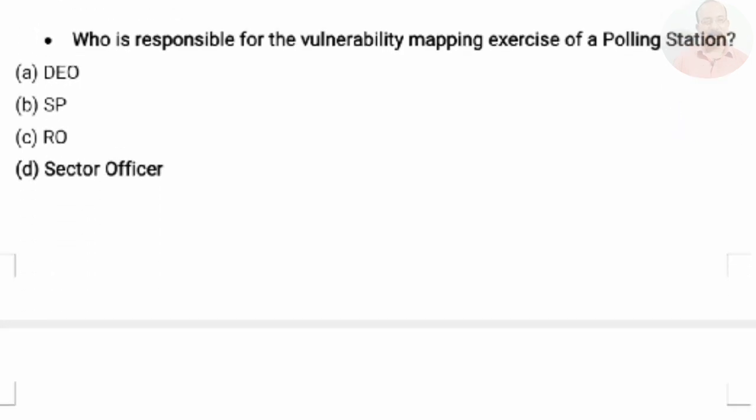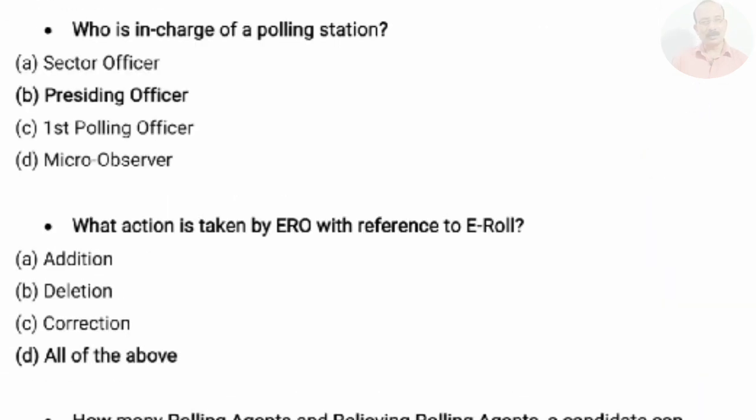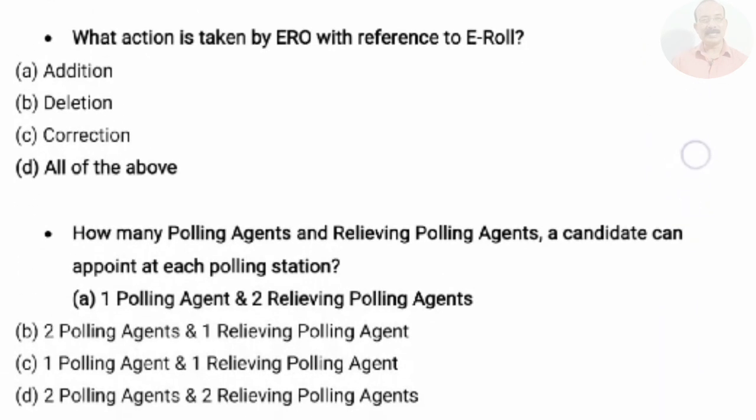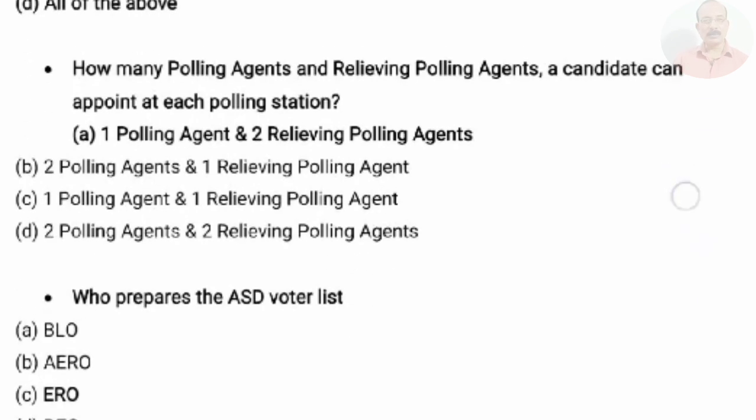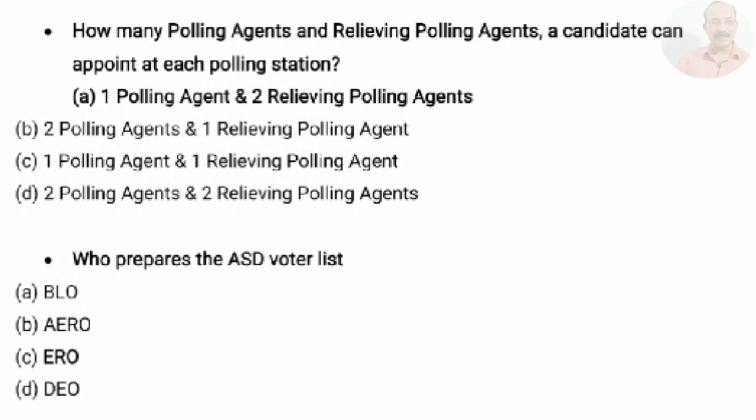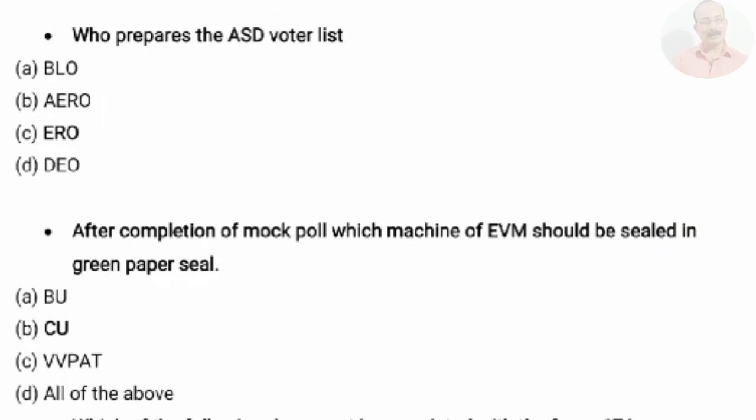Who is responsible for the vulnerability mapping exercise of the polling station? Sector officer. Who is the in-charge of a polling station? Presiding officer. What action is to be taken by the ERO with reference to the E-roll? All the above. How many polling agents and relieving polling agents can a candidate appoint to each polling station? 1 polling agent and 2 relieving polling agents. Who prepares the ASD voters list?